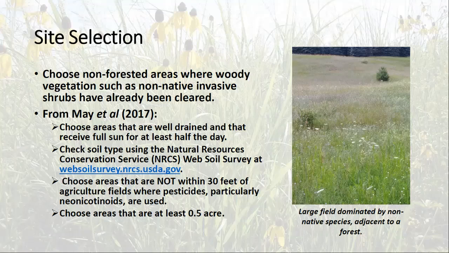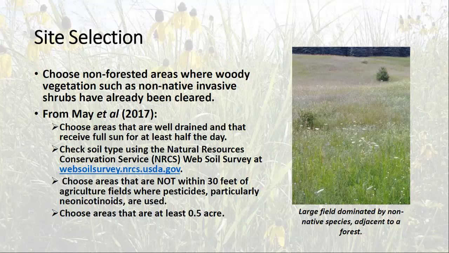Another recommendation is to make sure your sites are not within a certain distance where certain types of pesticides are being used, particularly a type called neonicotinoids, which are harmful to pollinators. So if you're going to provide habitat for pollinators, it's wise to keep sites away from areas where there's heavy use of a pesticide that can actually impact the very insects that you're trying to promote habitat for.